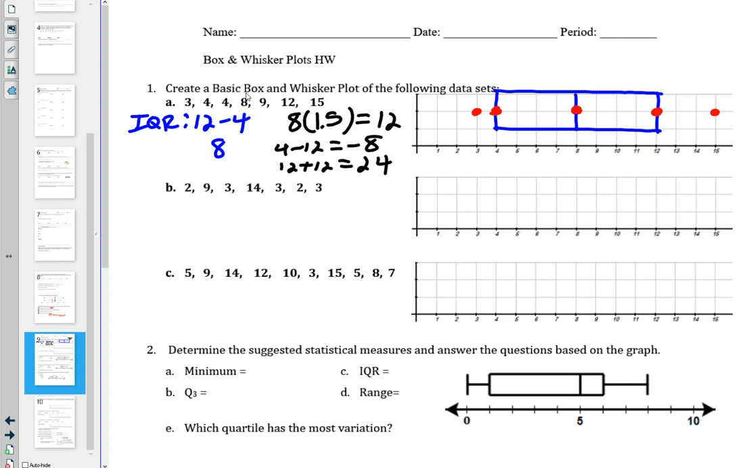4 plus 12? No, the high end is 12. Q3 is 12. 12 plus 12. On the low end, you subtract 4 minus 12. So we want to see if anything falls outside, like less than negative 8 or greater than 24. Nothing does, so you can give it the whisker. Yay, box and whisker plot.